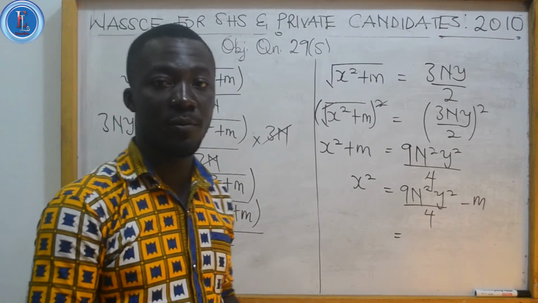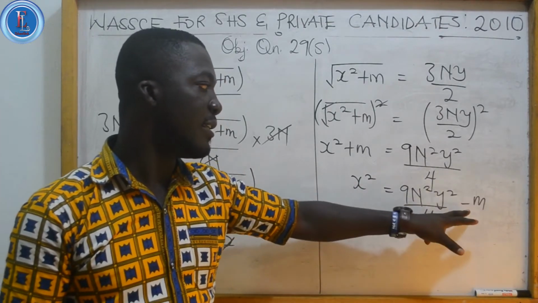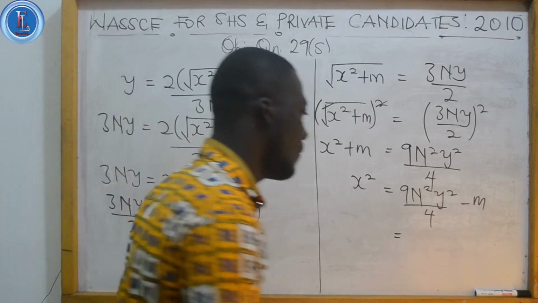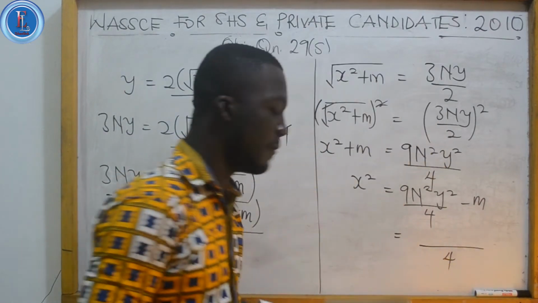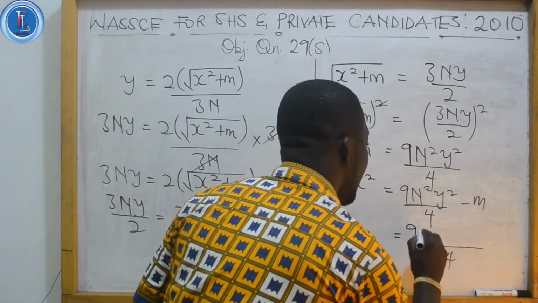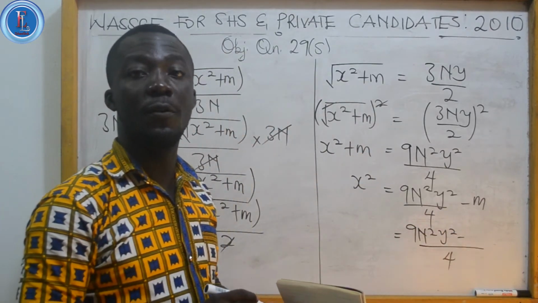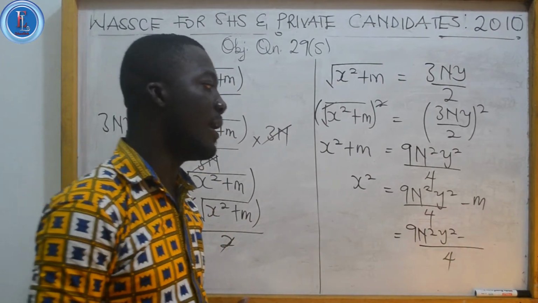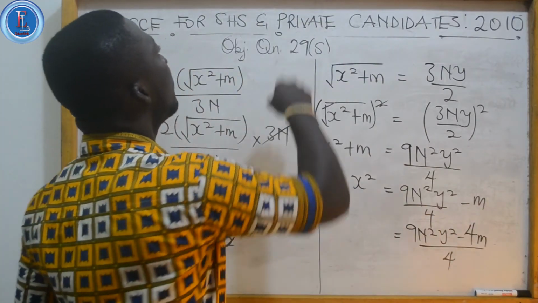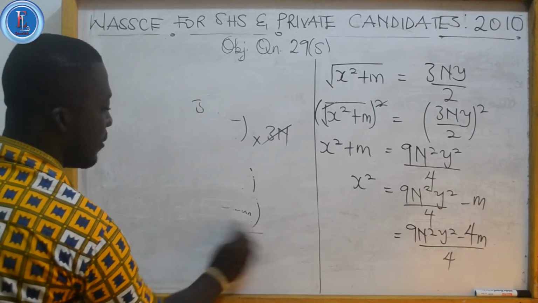we can find the least common denominator of these current two terms we have, this one and that. This divided by 1, so the least common denominator of 4 and 1 is 4. 4 goes into 4, 1. 1 multiplied by the numerator is 9n squared y squared minus 1 into 4 is 4. 4 multiplied by m is 4m.